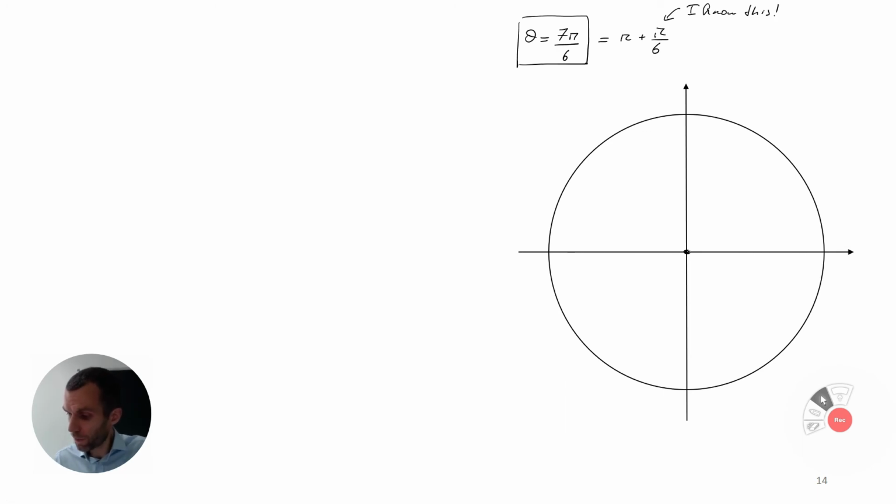So if we draw pi over 6, that's probably something like this. And then in order to get 7 pi over 6, what I have to do is add another pi to that. So I have to extend this line to the other quadrant and add pi. I hope it's clear here. So from this radius to this radius, that's precisely pi. We add pi over 6 here, and let me put it in a slightly different color. This entire angle here is 7 pi over 6.